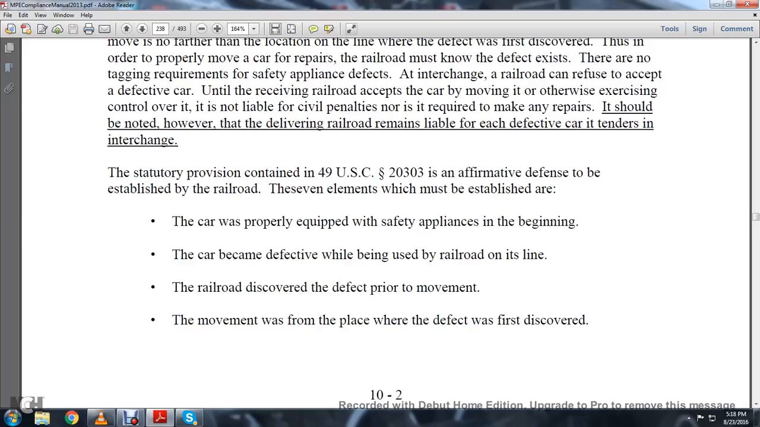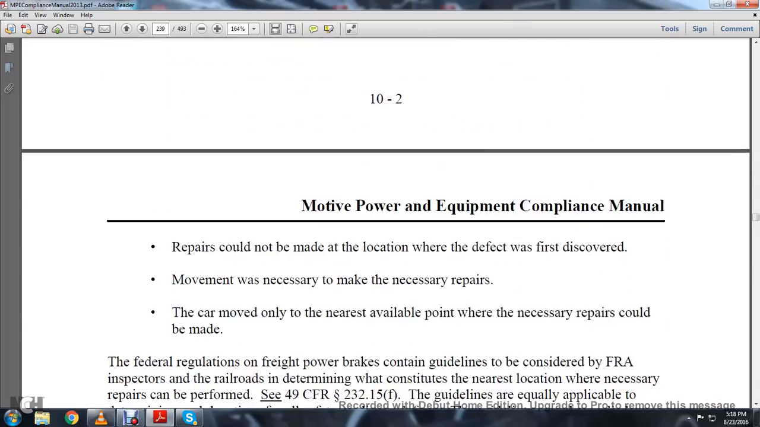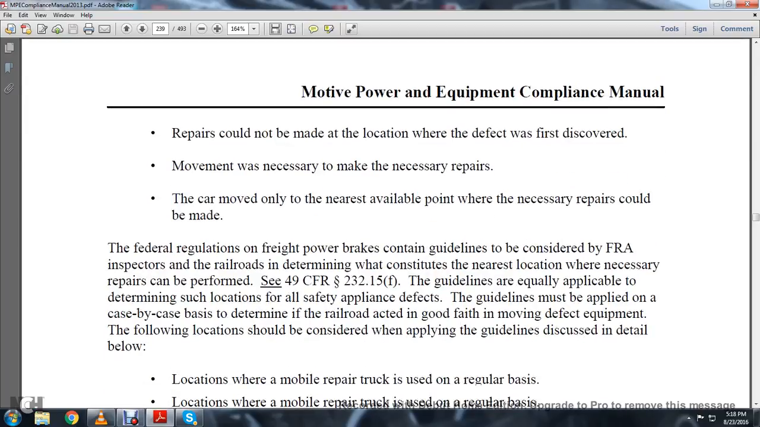The movement was from the place where the defect was first discovered. The repairs could not be made at the location where the defect was first discovered. The movement was necessary to make the necessary repairs. The car was moved to the nearest available point where the necessary repairs could be made.